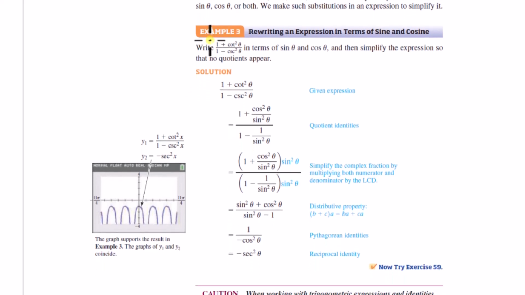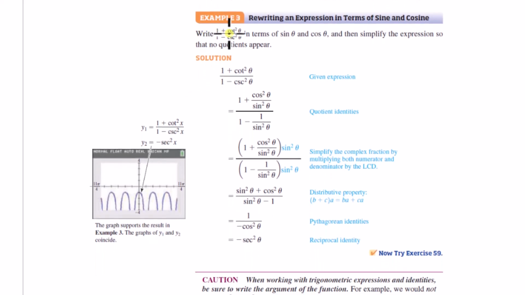If you had 1 plus cotangent squared theta over 1 minus cosecant squared theta, could we switch this to being just a function of sine and cosine, eliminate the cotangent and cosecant, and then simplify it as much as possible? Well, okay, we know that with the quotient identity, we can write cotangent as cosine over sine. So if we're trying to get to cosine and sine, then absolutely make that substitution. So that's what they do here.